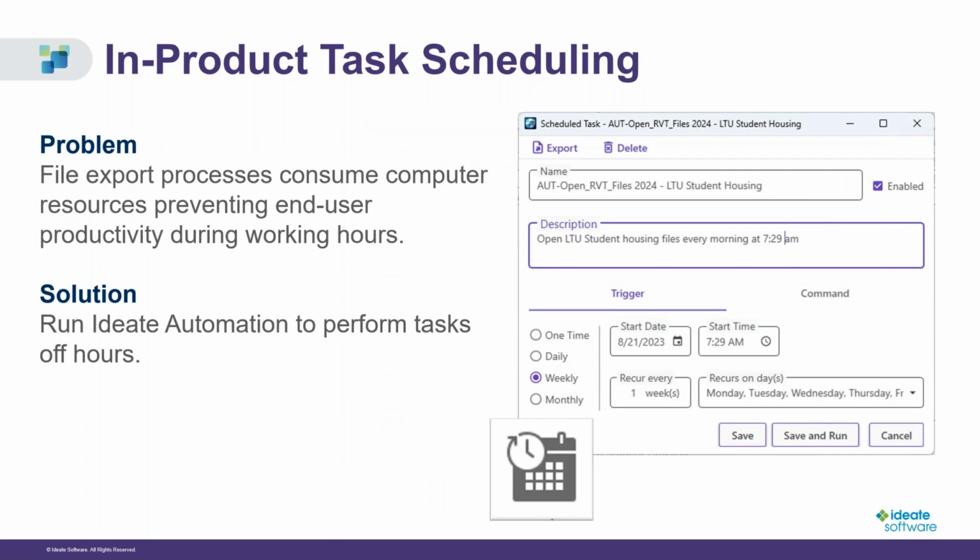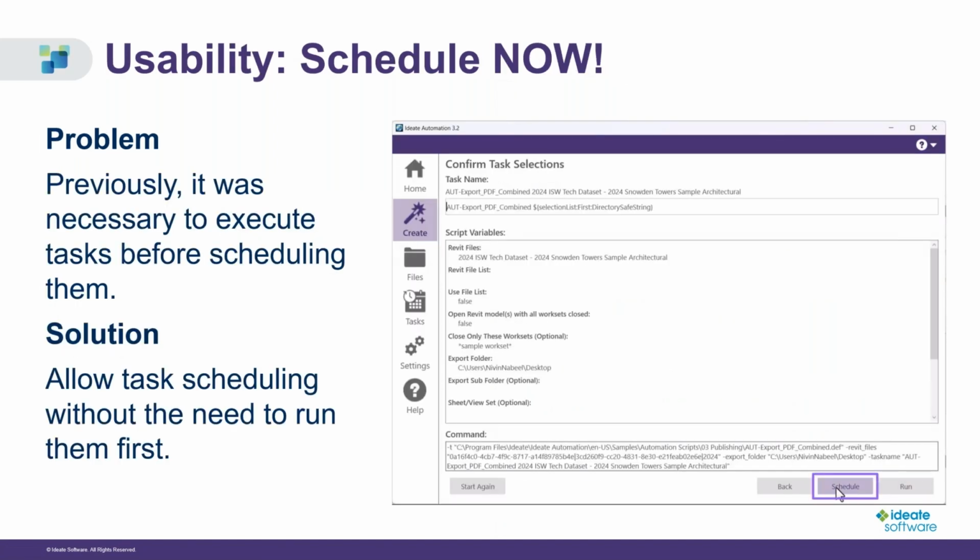So we have the in-product task scheduling, which I just mentioned. It basically allows you to schedule these tasks within the UI, which is something that we've added. For example, what we're looking at right now is scheduling an opening of the Revit model at the start of your day every morning at 7:30 a.m. And you can tell it, do it weekly, and these are the days. So then you can start at the beginning of your day and have that ready for you.